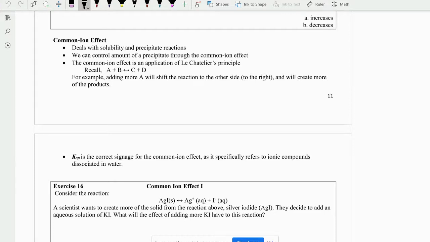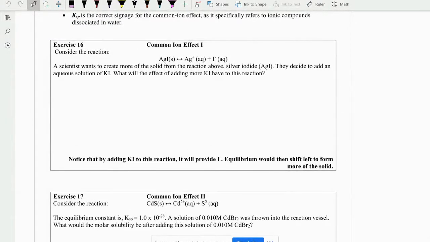And so, again, remember, if you have any chemical reaction like the one here at the bottom of page 11, if we, for example, add more of reactant A in this particular scenario, we would expect that the reaction would shift to the right, which would consequently produce more of the products. Now, one thing before we do the last two exercise problems in the unit is that it would be appropriate to use capital KSP. So the KSP is going to be the correct notation that we use when we're dealing with the common ion effect.